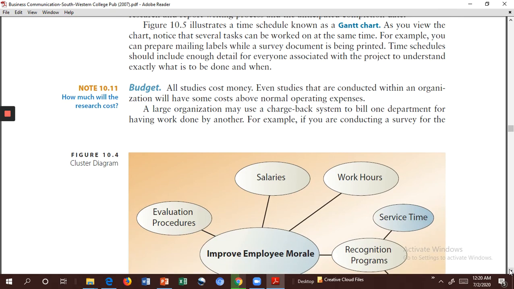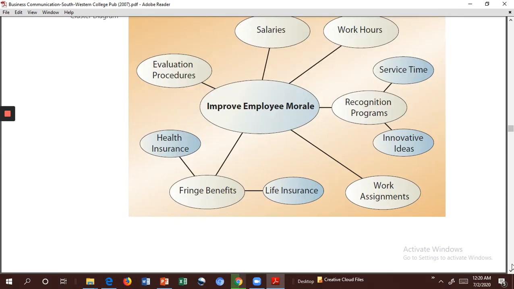And of course, the budget thing I've already talked about. Nothing is free in life. If you're carrying out research, it will cost you.